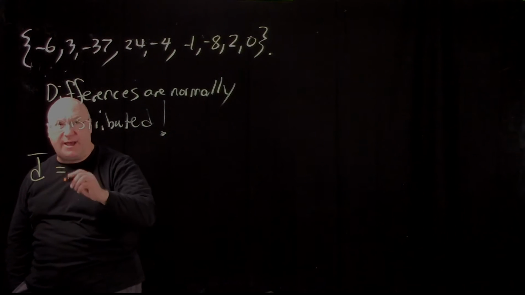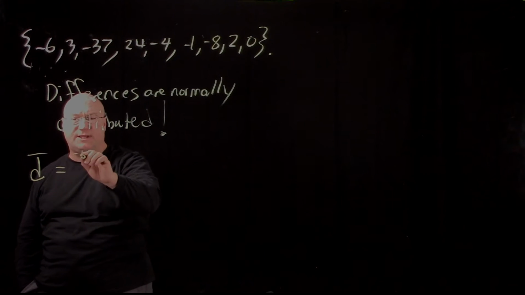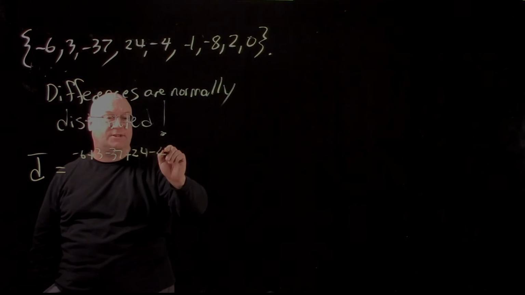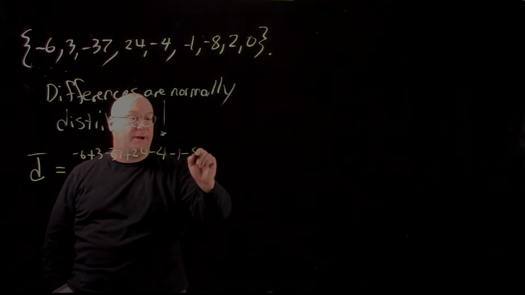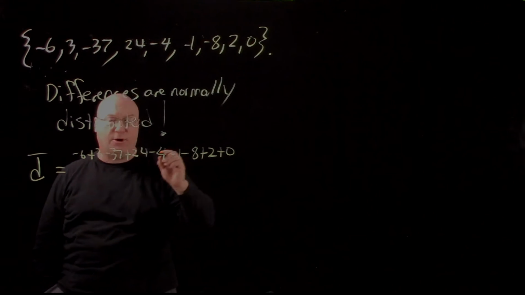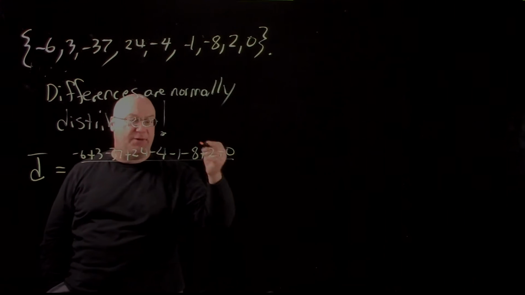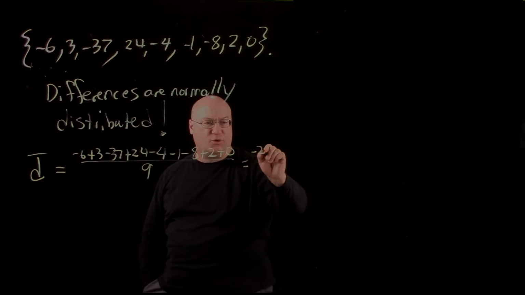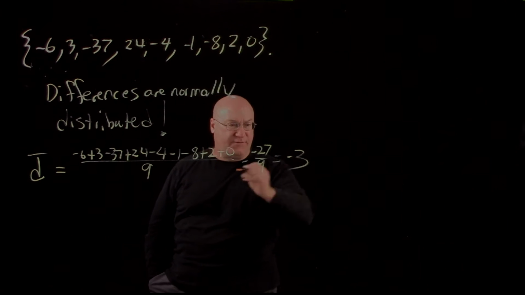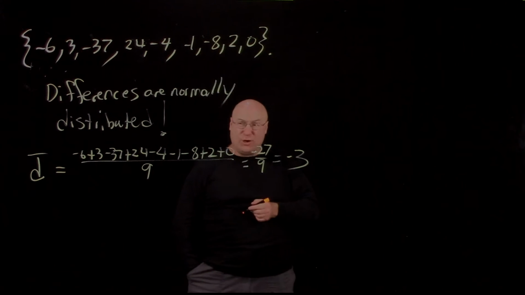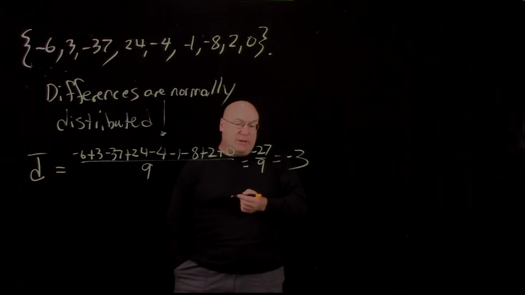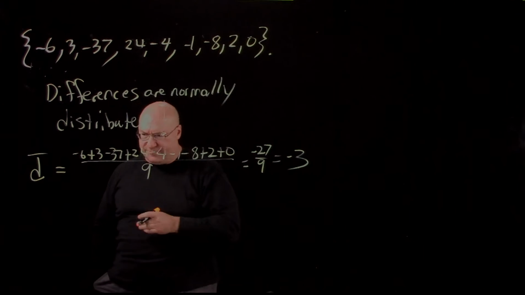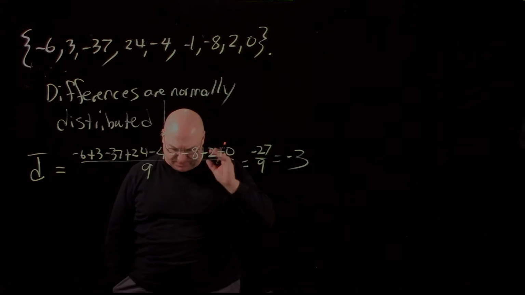And so how do I compute that? Of course, I add them all up. -6 plus 3 minus 37 plus 24 minus 4 minus 1 minus 8 plus 2 plus 0. And I divide by the number there are, which is 9. And I believe I come up with -27 over 9, so I get -3. So the sample mean is -3 pounds, right? I think I will leave the label off just to save room, but we know that it's pounds.